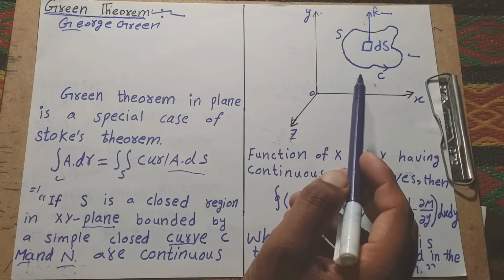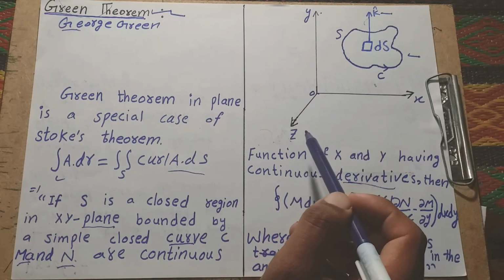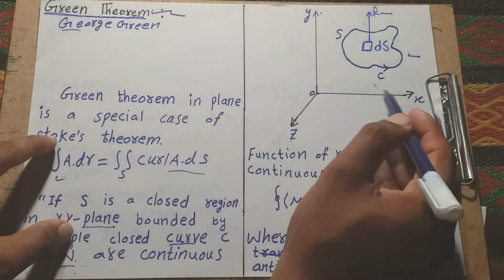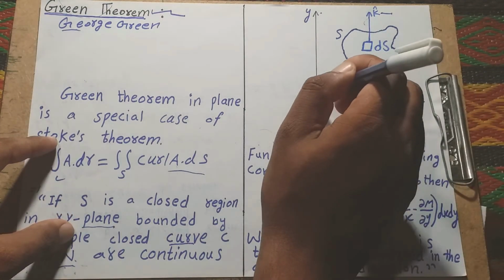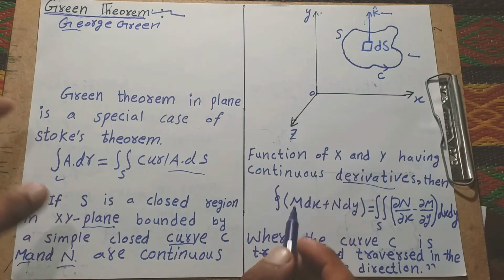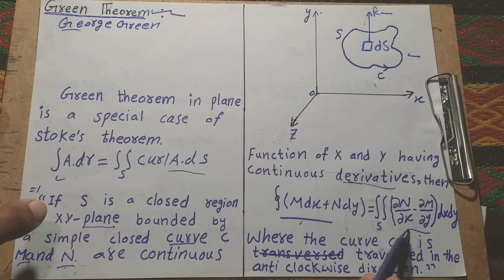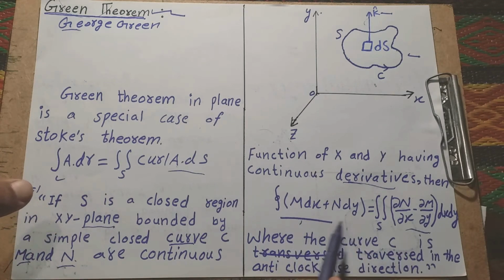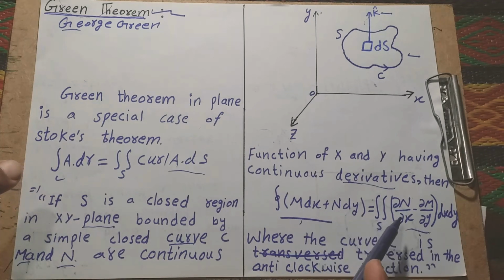Normal means in the z direction. For example, x and y, then the normal direction is along this, upward. Okay, clear? And this is Green's theorem. This is the mathematical form of Green's theorem: the integral of M dx plus N dy is equal to the double integral of partial N over partial x minus partial M over partial y, dx dy. This is the mathematical form of Green's theorem.